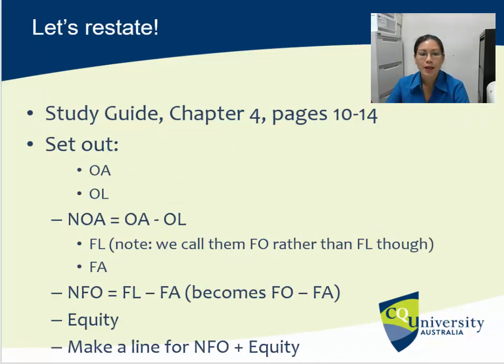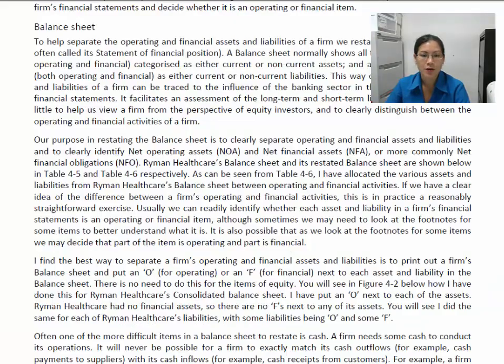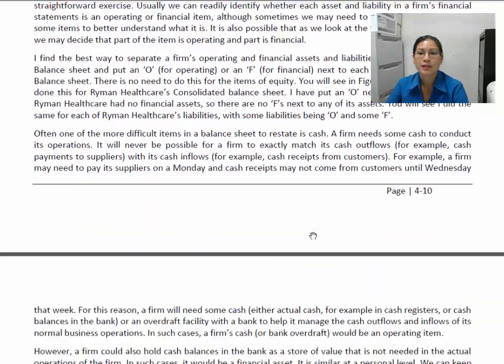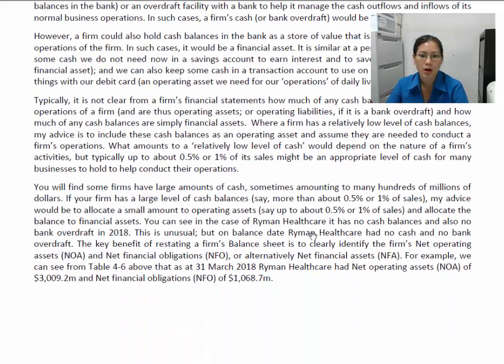Okay, now in chapter 4, again, you should have read it by now, hopefully multiple times. Hopefully you printed it out like I did when I was first restating, and have lots of scribble on it. It's covered on pages 10 to 14. So if I quickly flick there, this is page 10, and Martin actually takes you through how he restates Ryman Healthcare, which is his example company.